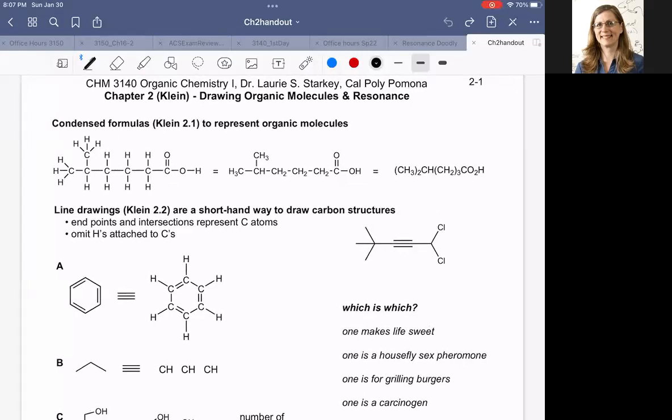One of the things that the textbook starts with is talking about condensed formulas. If we think about this organic molecule where we have it all totally drawn out, you can see every single carbon, every hydrogen, all the bonds. You can start to condense some of those things so that the CH3 group, instead of drawing out all those hydrogens, you could just draw it as a CH3.